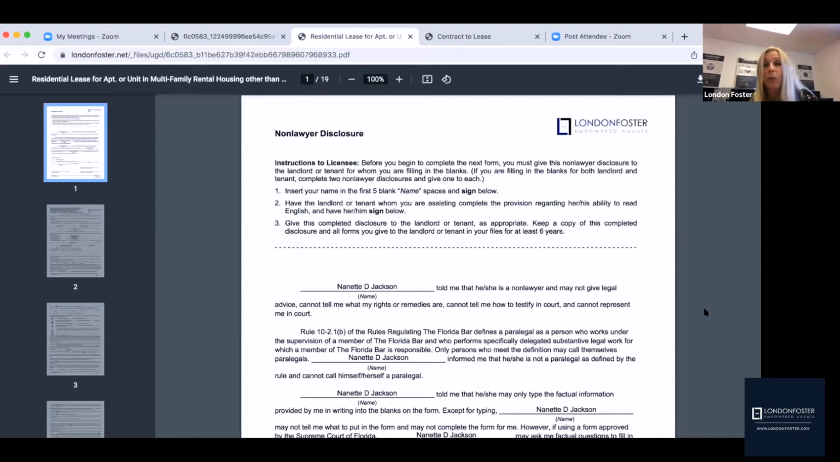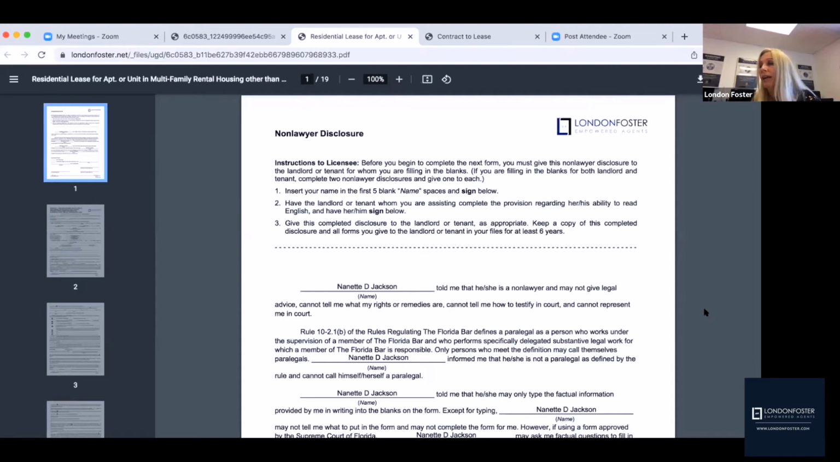So the more prepared you are, the more prepared your client is, the better chance that you're going to have one of these properties. There might be 10, 20 people looking at that same apartment, and maybe 5 or 10 of them are going to place an offer on it. So you need to be prepared. So you need to have a rental application. We have the rental application at londonfoster.net under the rental requirements. So have them fill out that rental application, review it, tweak it if it needs tweaking.